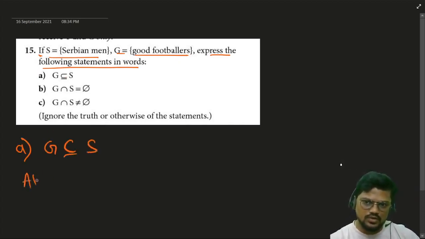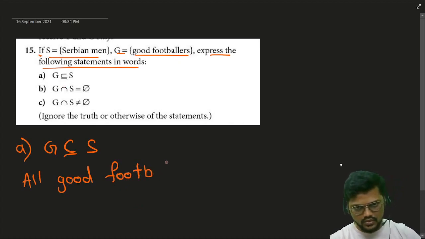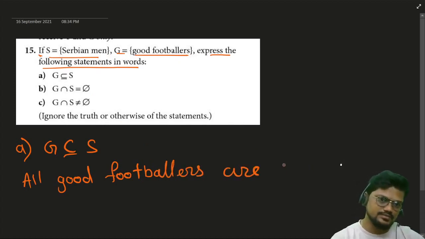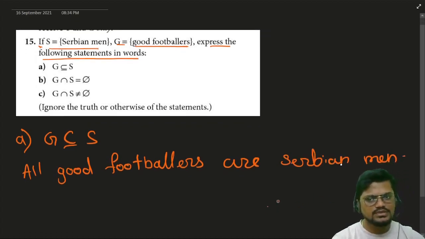All good footballers are Serbian men. This is not the sign of belongs to; it is a subset. All good footballers are what? Serbian men. What does this mean without the equal to sign? It means subset only. In other words, it means is contained in, is part of.